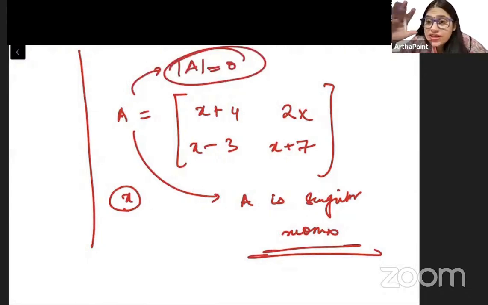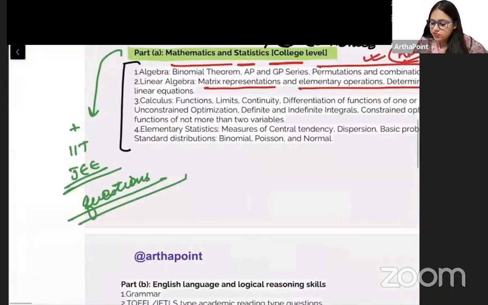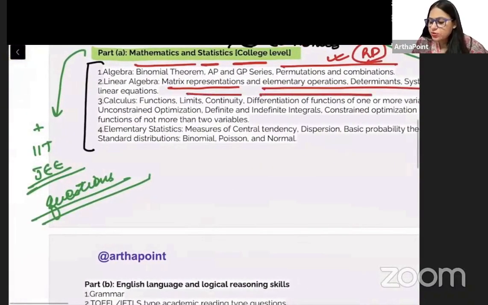So these properties you have to go back and revise. I have done this multiple times with you, even when I was revising for CUET maths, right? I had given you all the properties: when is a matrix a singular matrix, what is the rank of the matrix. So you need to revise all those concepts also. Right? So this is about your matrices. Then limit, continuity, differentiation, basic questions will come.